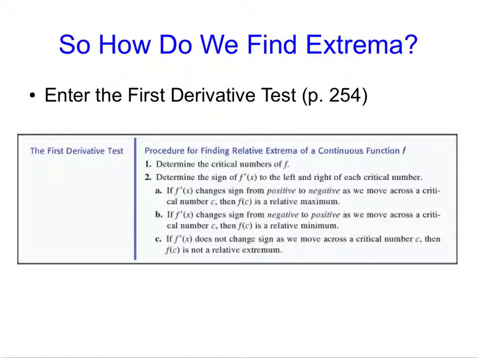So how do we find these extreme values? Well, we're going to use the first derivative test, and it's outlined on page 54. I know it's hard to read here, but you can refer to that. Basically, this tells us that we're going to determine the critical points. We're going to make the sign diagram, and then any place that changes from positive to negative, that's going to be a relative maximum, and anything that changes from negative to positive is a relative minimum. The first derivative can't help us if the signs don't change. So if it goes from negative to negative or positive to positive, those are not extreme values.